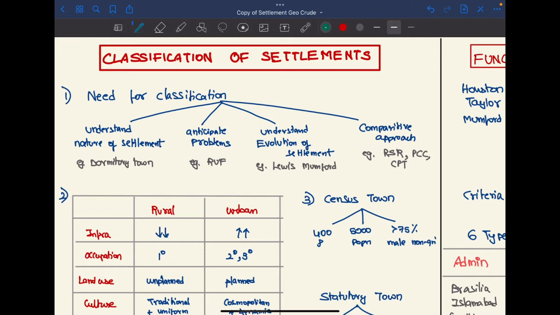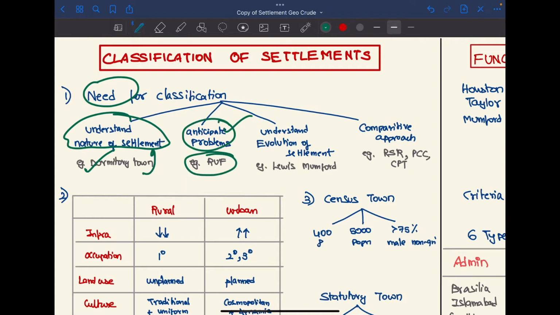Now, classification of settlements. What is the need for classification? To understand the nature of a settlement, for example, it may be a dormitory town. To understand the nature, we need to classify. Next, to anticipate the problems. There will be many problems, for example, in rural-urban fringe. Also to understand the evolution of settlements, for example, the 6 stages of Lewis Mumford.